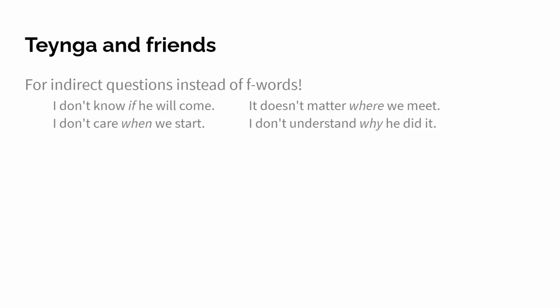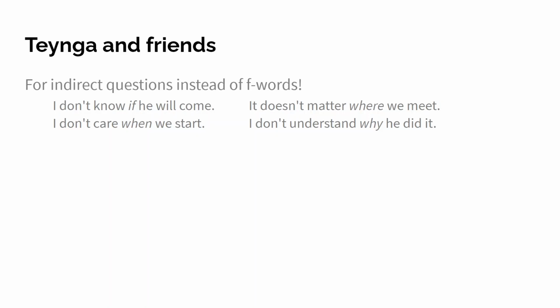And one last thing are Teynga and friends. They are used for indirect questions. So if you have indirect questions, then you use Teynga and similar words instead of F words. What's the indirect question? Let's look at some English examples. I don't know if he will come. I don't care when we start. It doesn't matter where we meet. I don't understand why he did it.